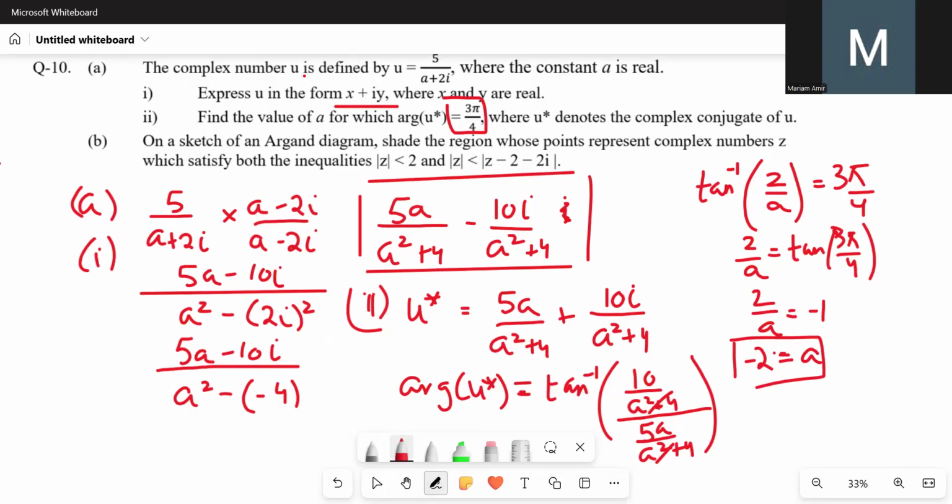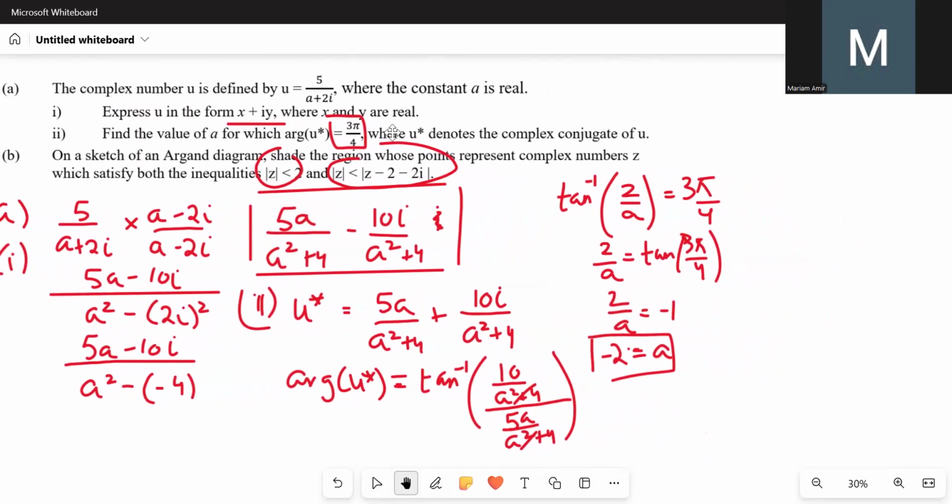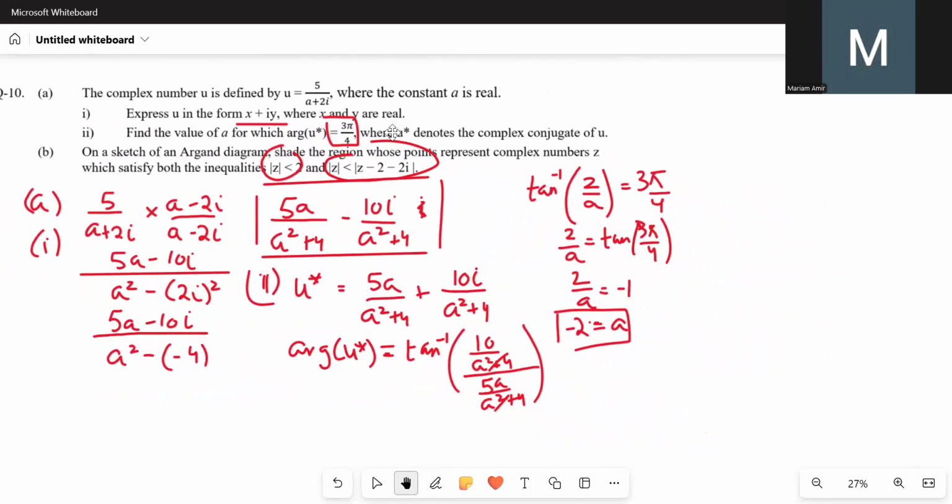Part B, on a sketch of an Argand diagram, shade the region whose point represents the complex number z, which satisfy both the inequalities modulus of z is less than 2 and modulus of z is less than modulus of z minus 2 iota. All right, so the first one, which is modulus of z is less than 2, is actually a circle whose center is 0, 0, and radius is 2.